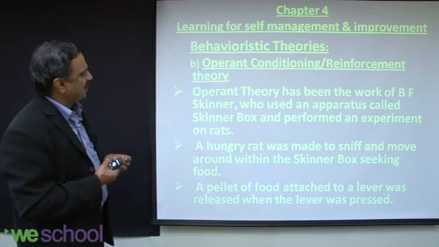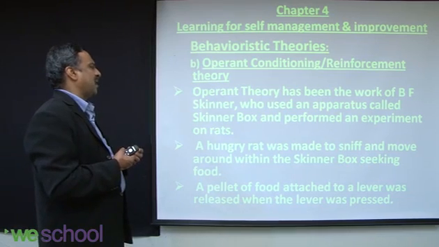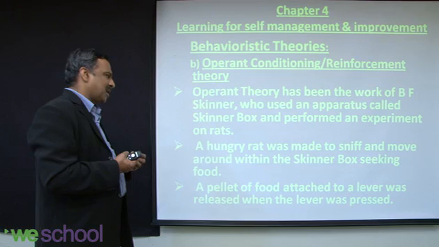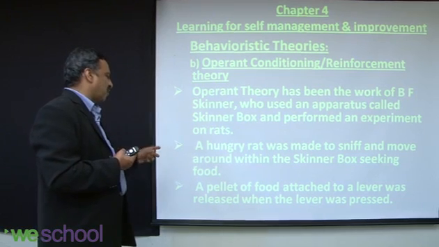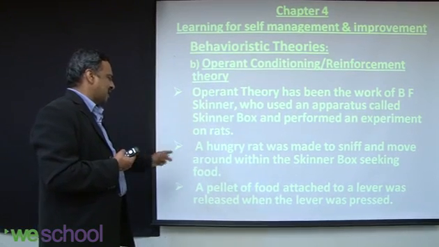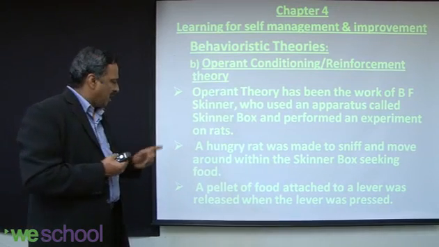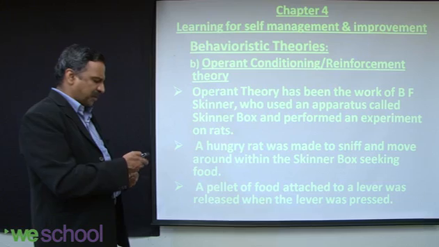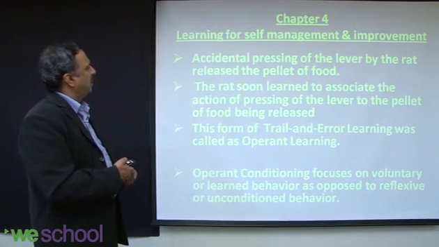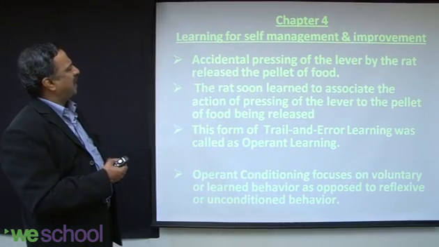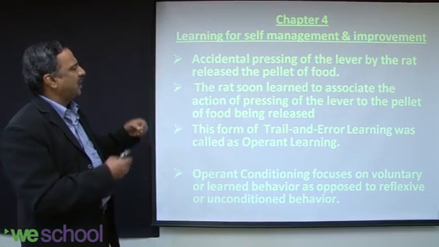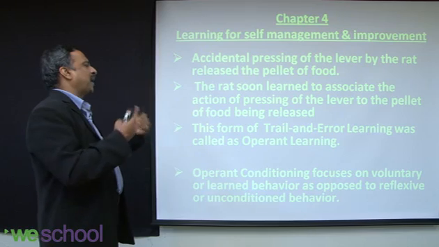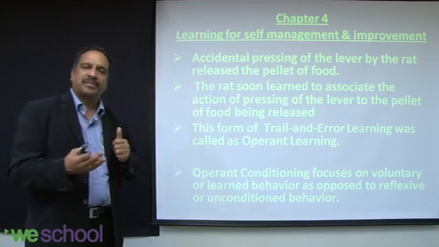The operant theory has been the work of B.F. Skinner, who used an apparatus called the Skinner box and performed an experiment on rats. A hungry rat was made to sniff and move around within the Skinner box seeking food. A pellet of food attached to the lever was released when the lever was pressed. Accidental pressing of the lever by the rat released the pellet of food, and the rat soon learned to associate the action of pressing the lever with the pellet of food being released.